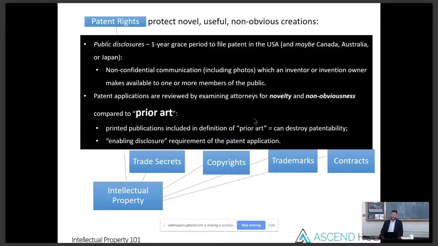So anything that's non-confidential. So to protect against this, ask the professional at your institution who's responsible for non-disclosure agreements or material transfer agreements, and ask for their help and advice if you plan on disclosing any confidential information to third parties. In patent applications, again, they're reviewed for novelty and non-obviousness compared to the wide world of prior art. And I wrote that very large there. Printed publications included in the definition of prior art can destroy patentability. And enabling disclosure is not only a requirement of the patent application, but it can be something that you make unwittingly to a third party before you filed your application.